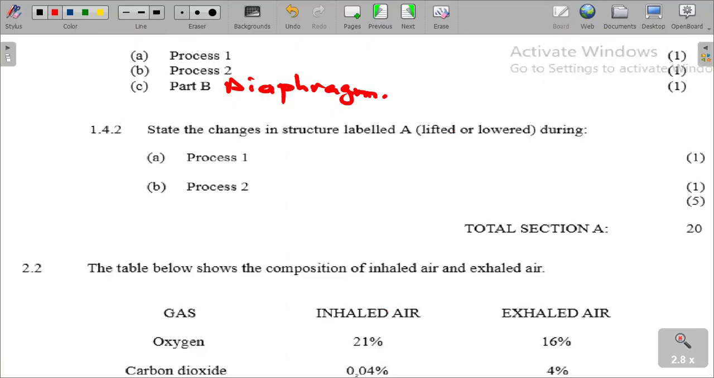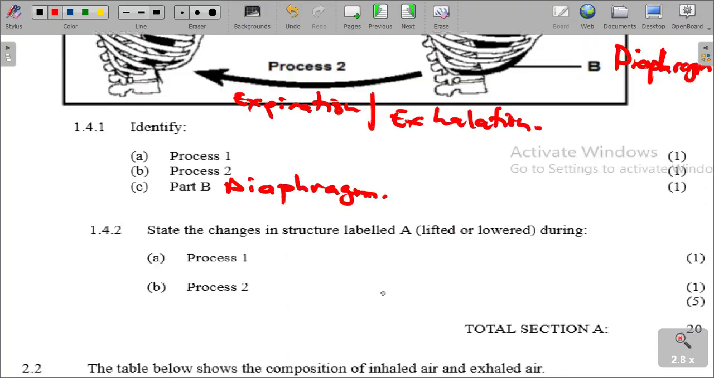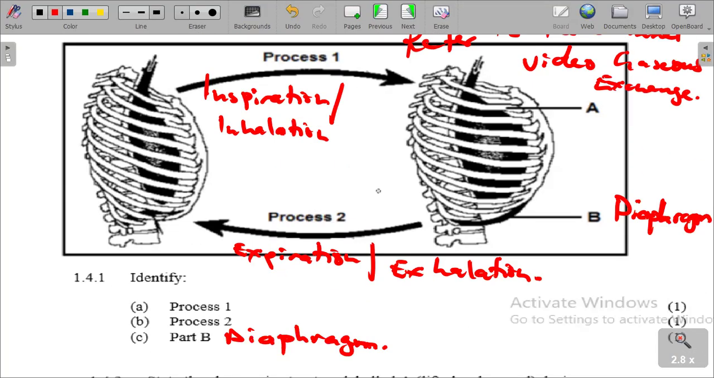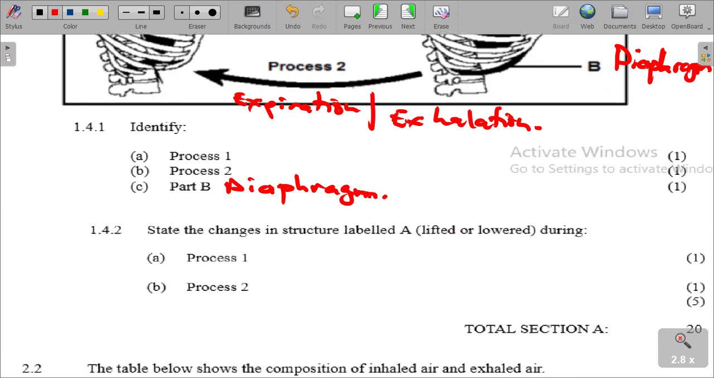So let's see, state the changes in structures. Structure labeled A, lifted or lowered during process 1. State the changes in structure A. What is structure A? It is the ribs. So state the changes in structure A, lifted up or lowered during process 1, in inhalation.